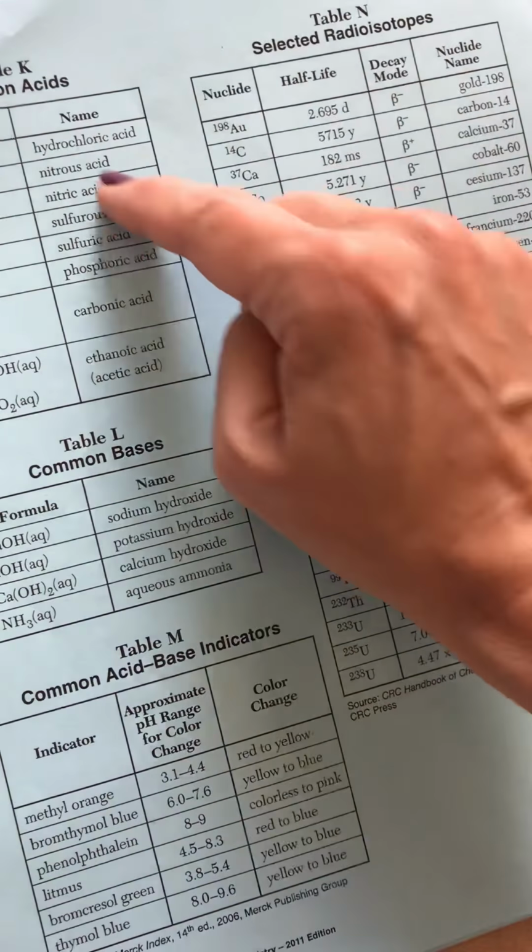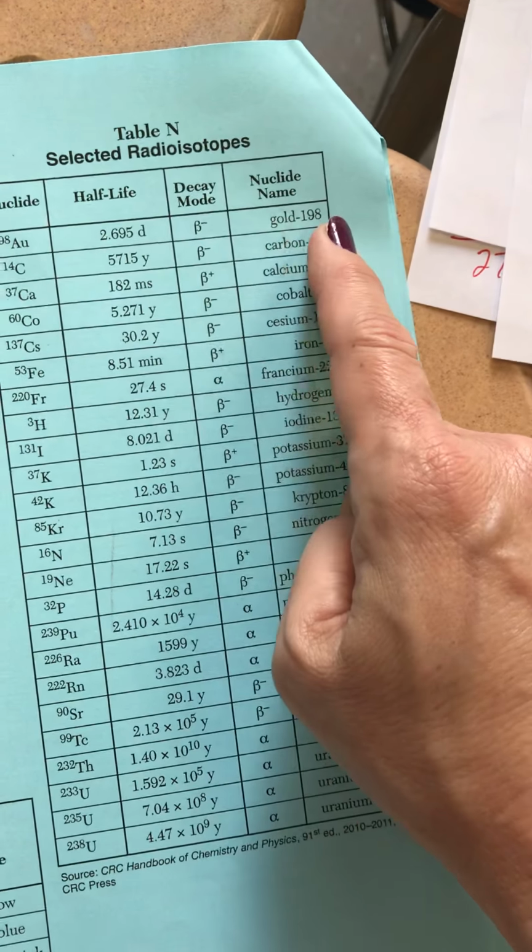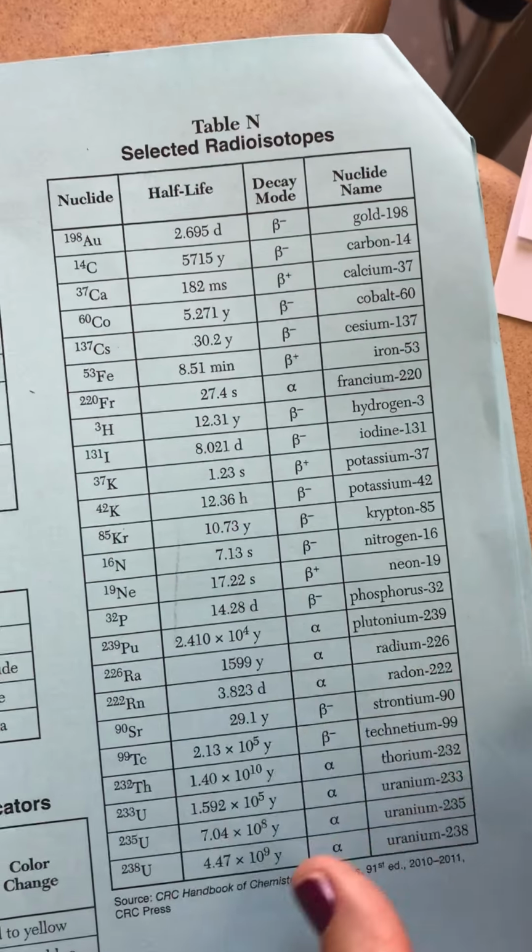Table N shows us our radioactive isotopes. So these are things that spontaneously decay. So gold 198 has a half-life of 2.695 days. It decays with a beta, and it's called gold 198. So that's how you use that.